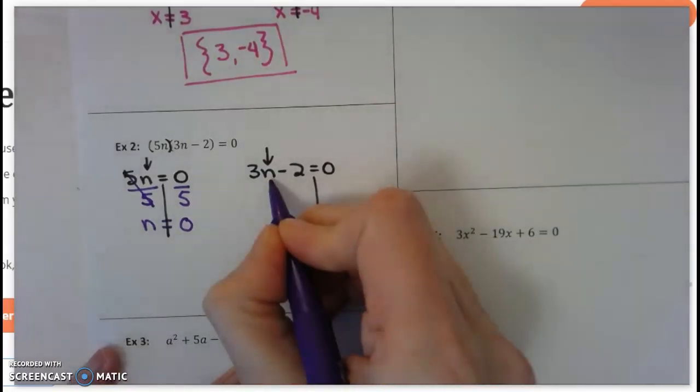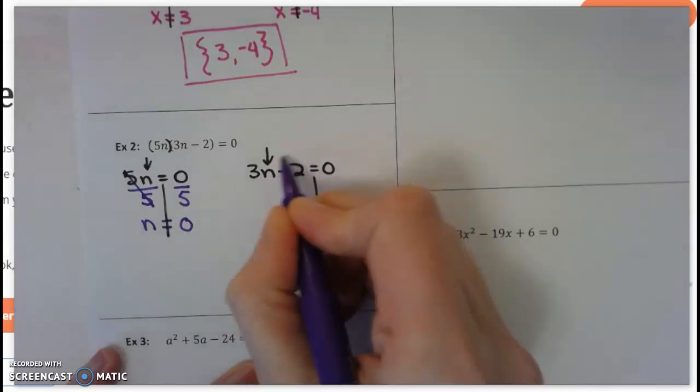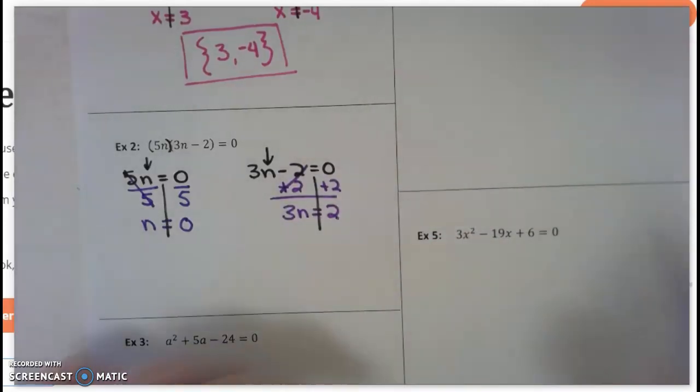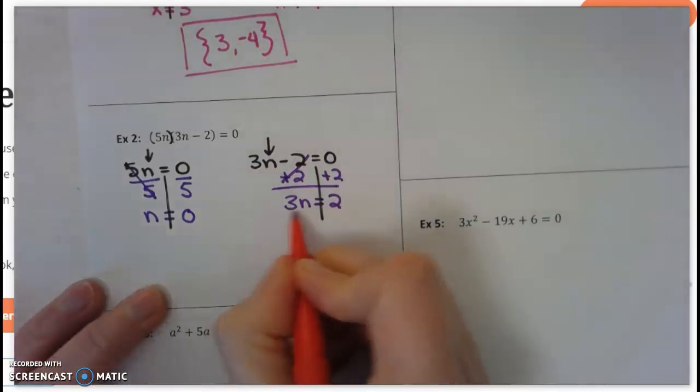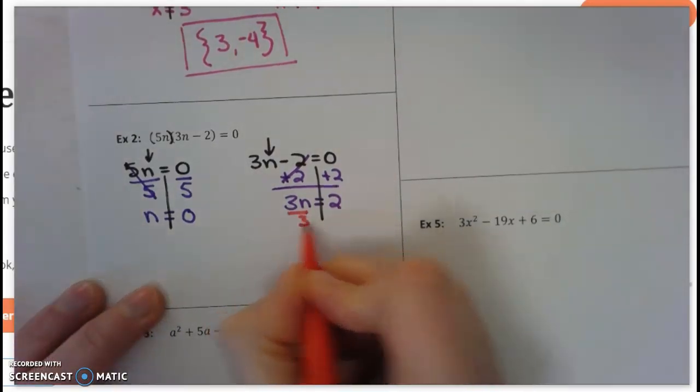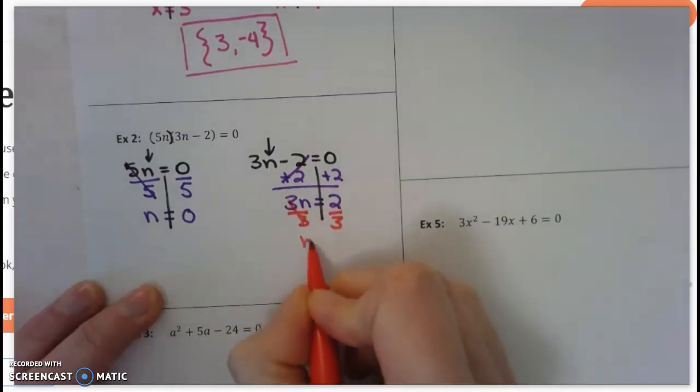If you're trying to get the letter by itself, you've got to move the number that's not attached first. So I'm going to do plus 2 to each side. So I have 3n is equal to 2. I've got another step right here because I do have a number still attached to my letter. I divide both sides by 3, n equals.